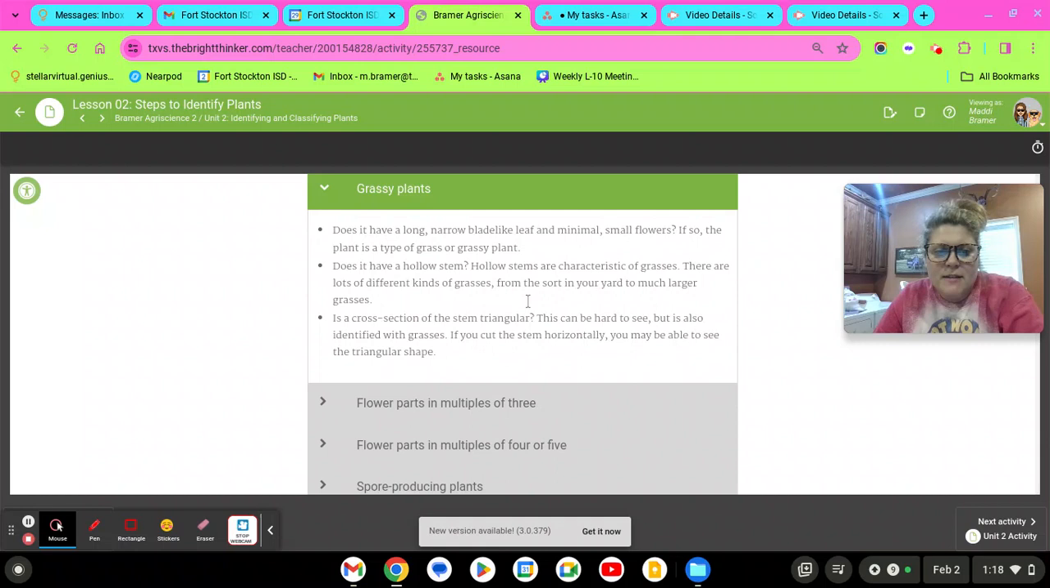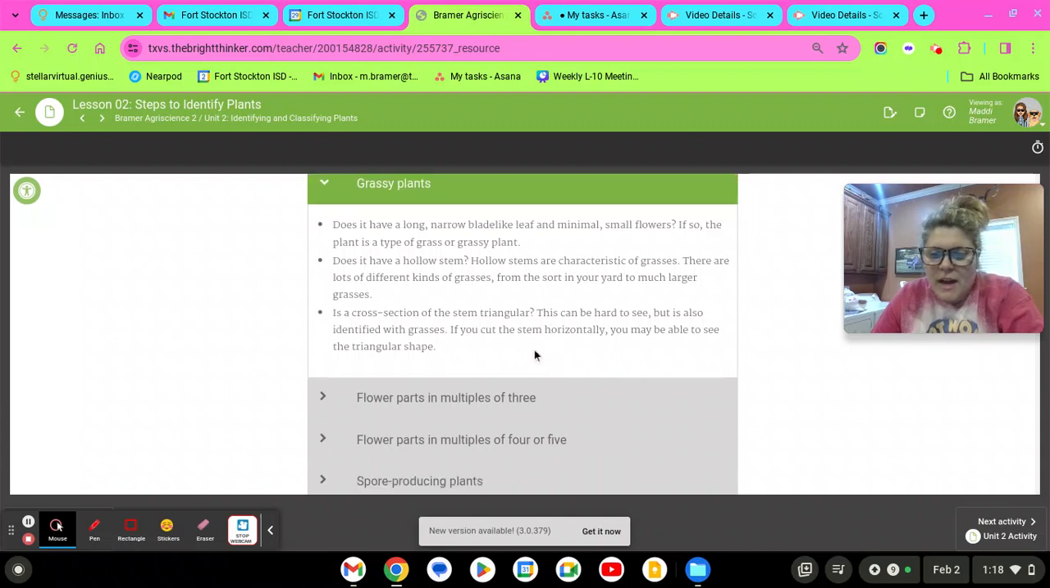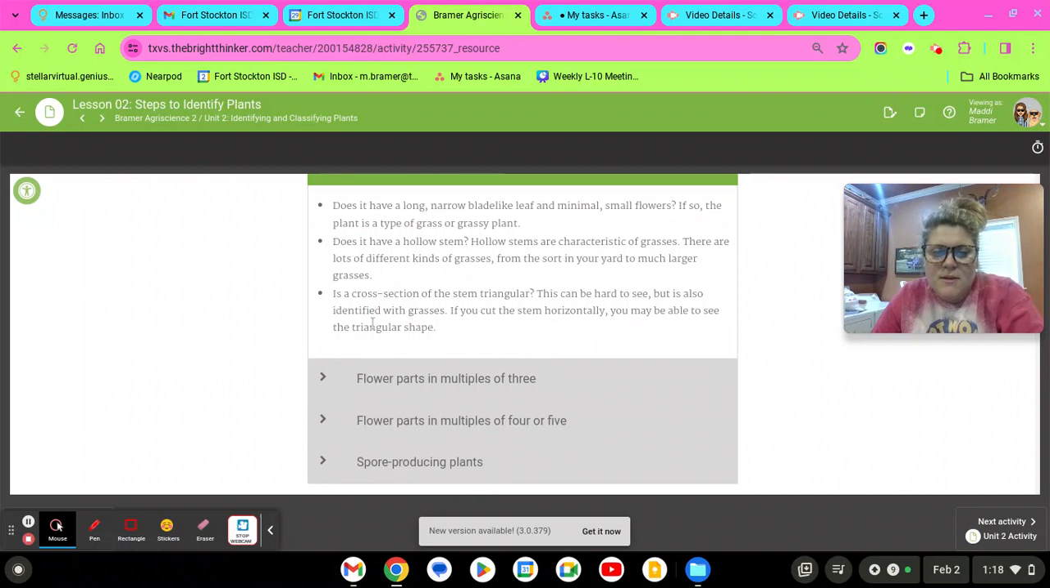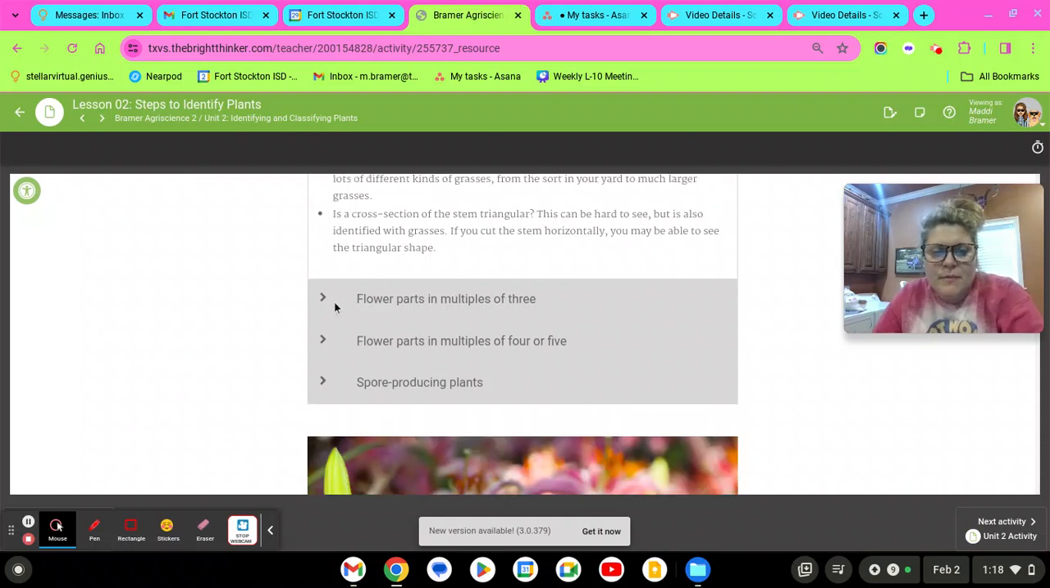And then grassy plants. So does it have a long, narrow blade-like leaf and minimal small flowers? If so, it's a grassy plant. Does it look mostly like grass, basically? Does it have a hollow stem? Is the cross-section of the stem triangular? This can be hard to see, but it's also identified with grasses. If you cut the stem horizontally, you may be able to see the triangle shape.